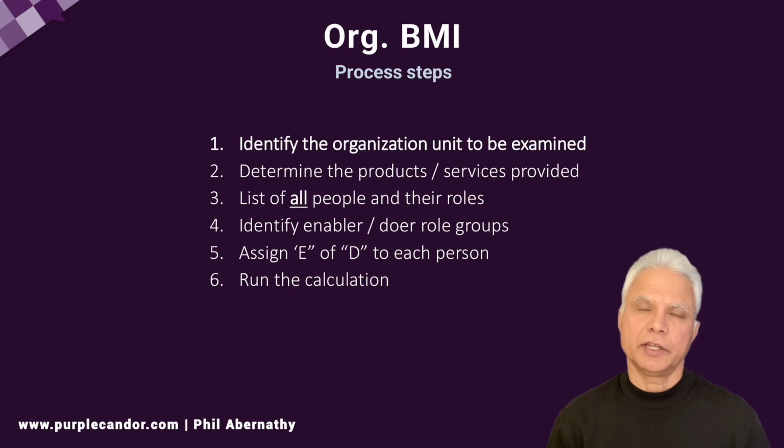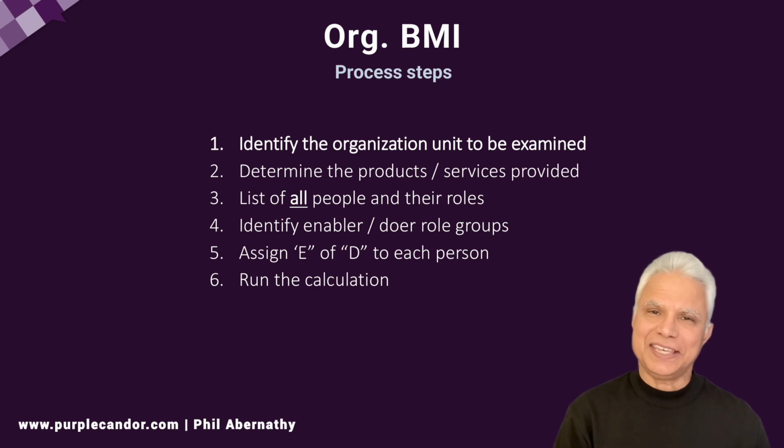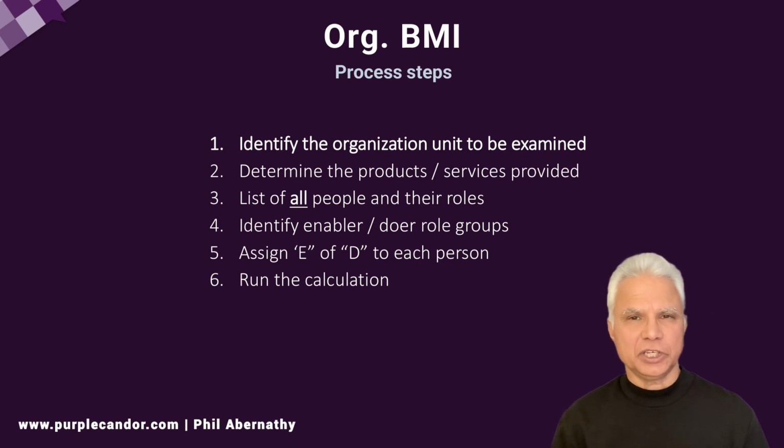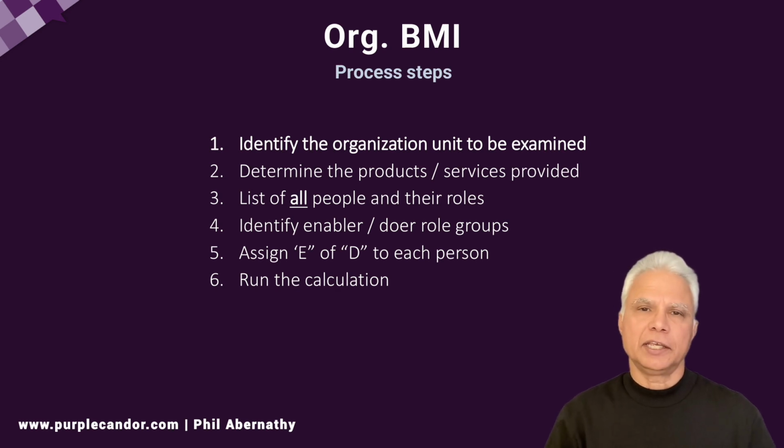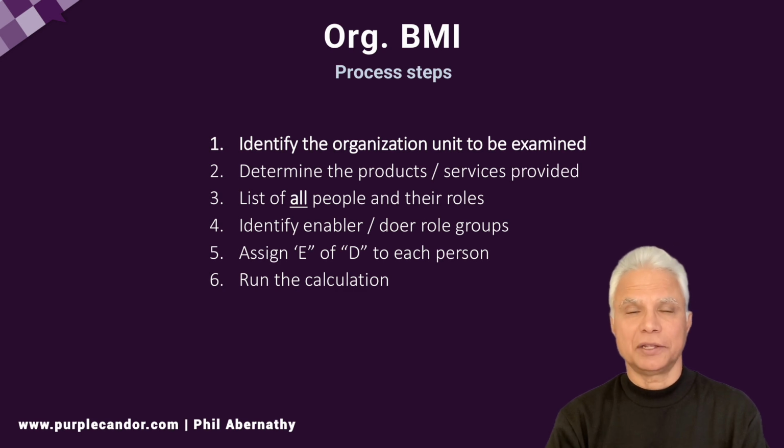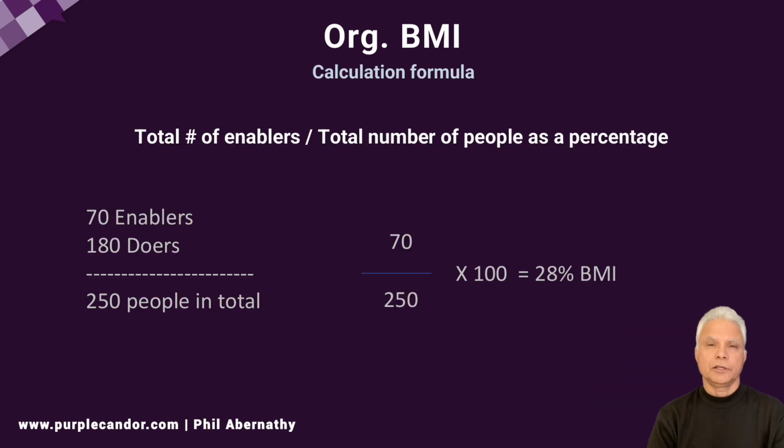Once you've identified the enabler and doer groups, step 5 is to assign the E or the D to each and every one of the people. You can do this very quickly by assigning their role to a role group, and then it automatically works out who's an E and who's a D. And finally, it's time to run the calculation. The calculation is very simple. It's the total number of enablers divided by the total number of people, shown as a percentage.